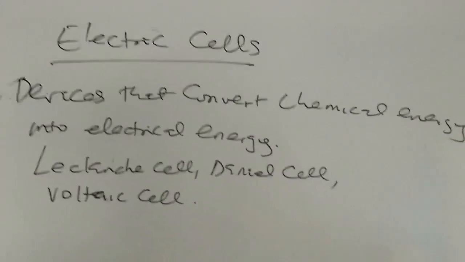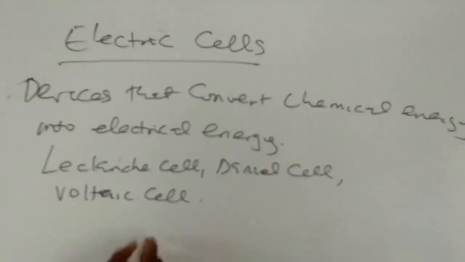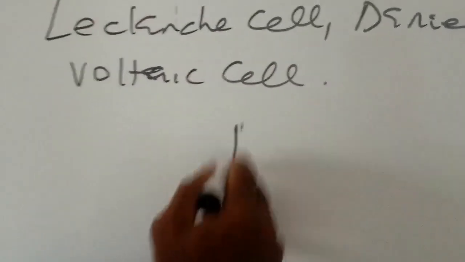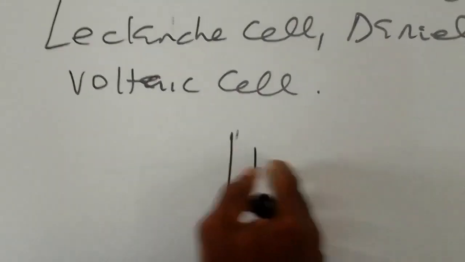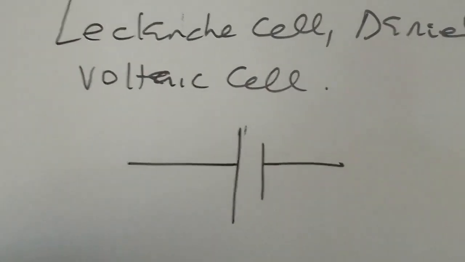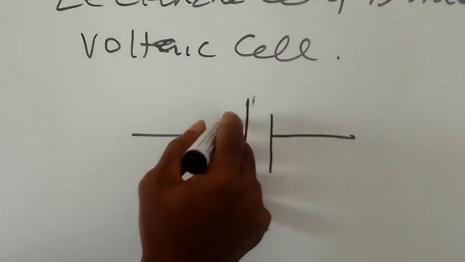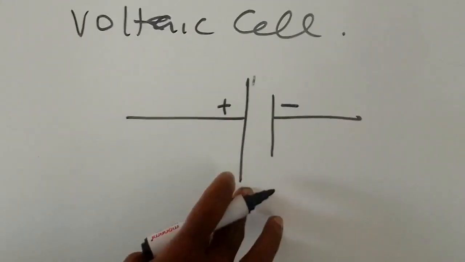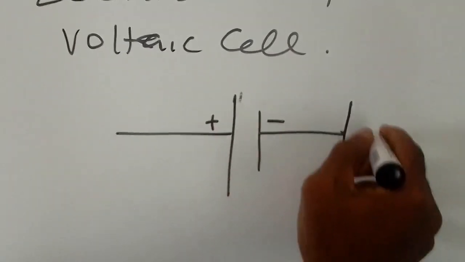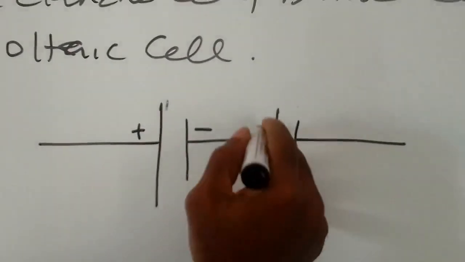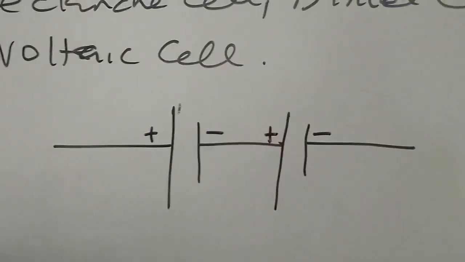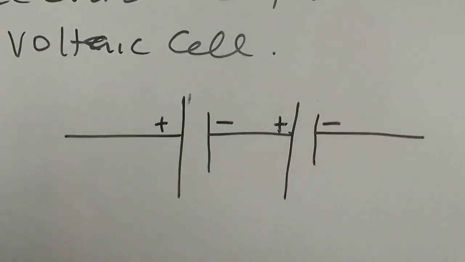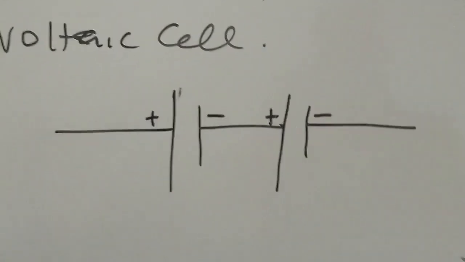Then in physics, the symbol to represent a cell is double parallel lines, with one longer than the other. So they represent a cell. We have plus and minus polarity. So that's a cell. When I draw two or more cells in physics, two or more cells is called a battery. So a battery consists of two or more cells.